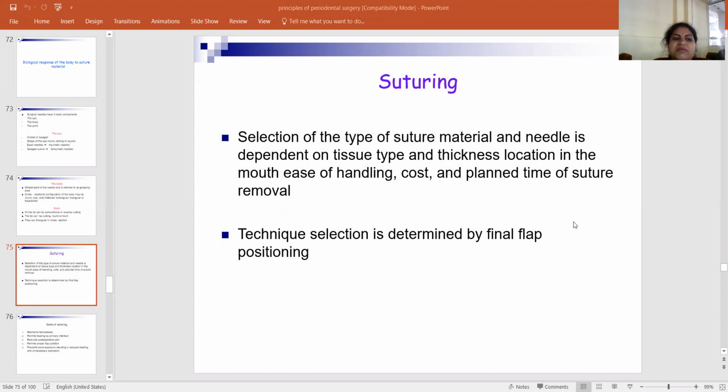Technique selection is determined by the flap positioning, or whether you are going to perform mucogingival surgery, elevate the full thickness flap, or reflect the partial thickness flap. All this type of technique basically depends upon which type of suturing material you are going to use.